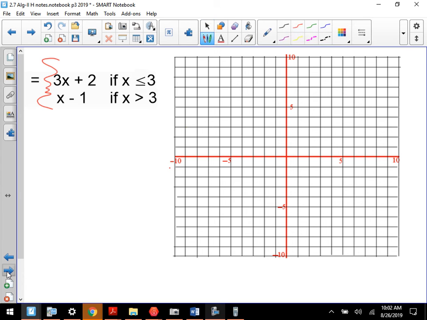So something funky happened around 3. So I'll go back and put my line in there. If you use the line, great. If not, it's not a big deal. 3x plus 2 means I start at 2. Slope of 3.